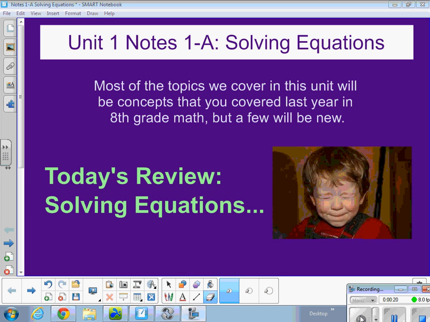What we're going to be doing for this unit primarily is reviewing stuff that you looked at in 8th grade. So nothing should really be new for you. Everything should be a review. So let's take a look at solving equations.